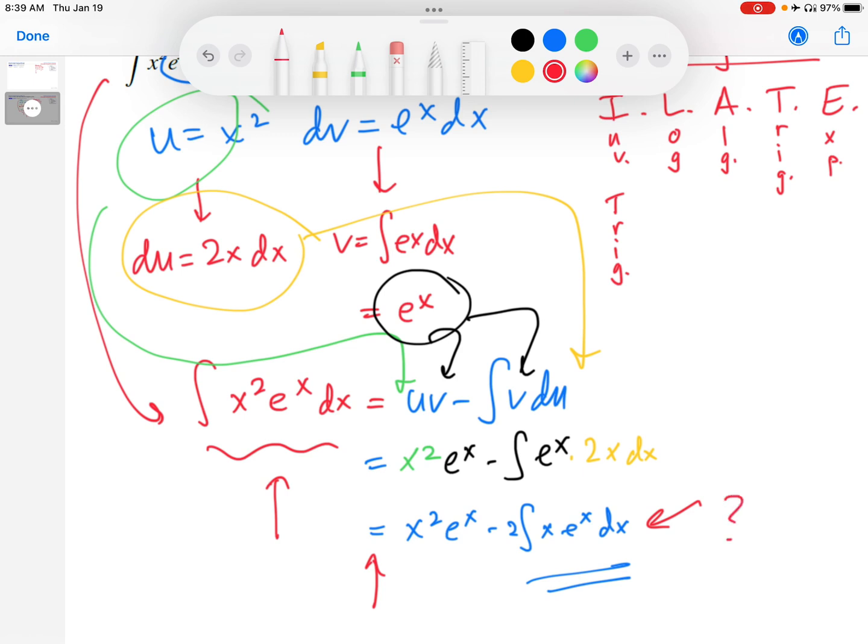So did integration by parts help? I think it did. If you look at the integrals, this one had an x squared e to the x, and this one has an x e to the x.